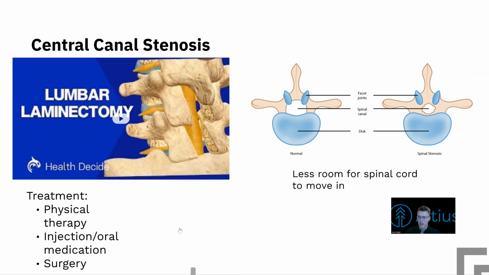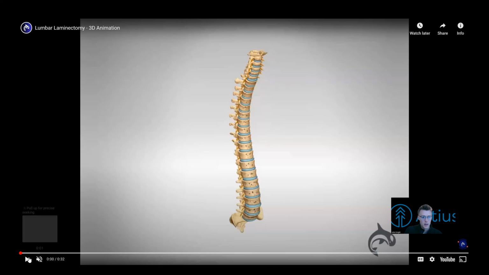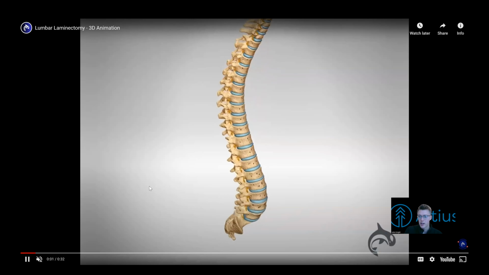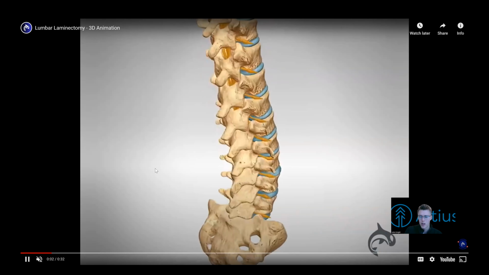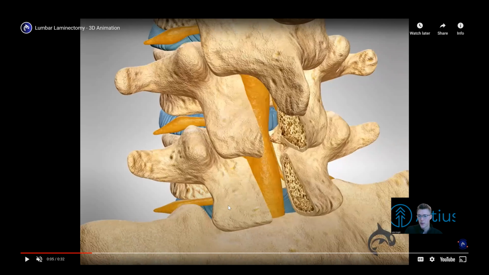And we're gonna look at what that looks like really quick. So this is an animation of a laminectomy and likely what they would do if you chose the surgical route to manage your sciatica or your central canal stenosis. Let's play it here. Okay, so here's the spinal cord. They're gonna lie you on your stomach. You're under anesthesia, of course.